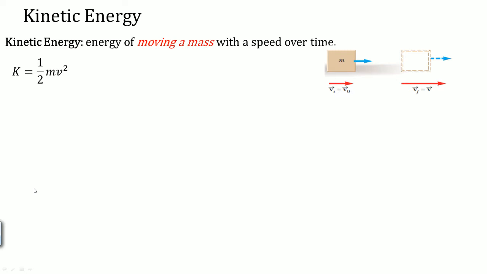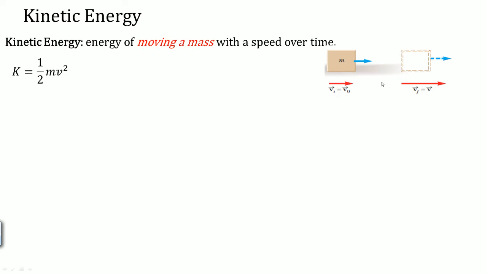What is kinetic energy? Kinetic energy is defined as energy of a moving mass with a speed over time. The formula for that is going to be K is equal to 1/2 mv squared. K is the letter we use to associate with kinetic energy. M is the mass. V stands for the velocity.